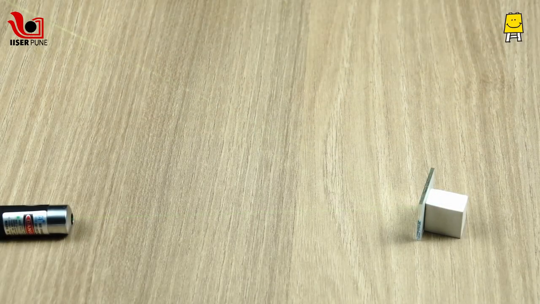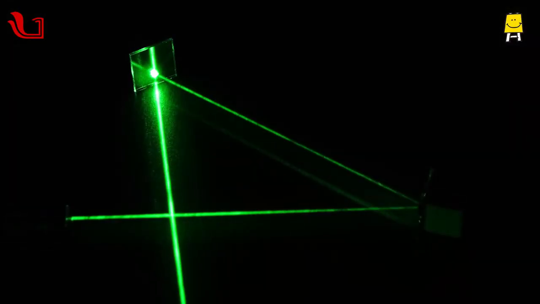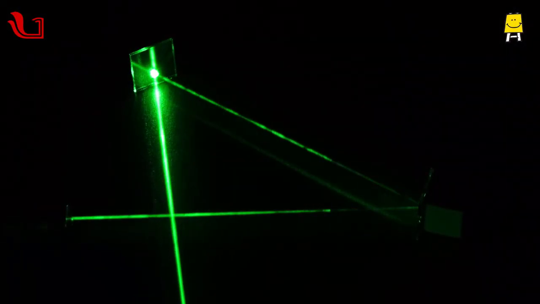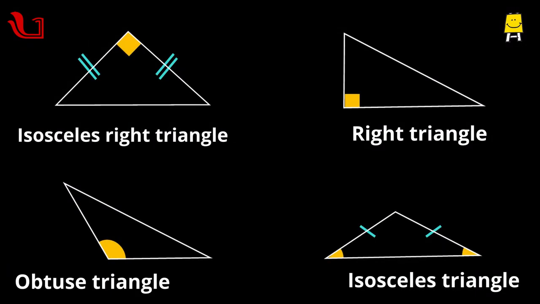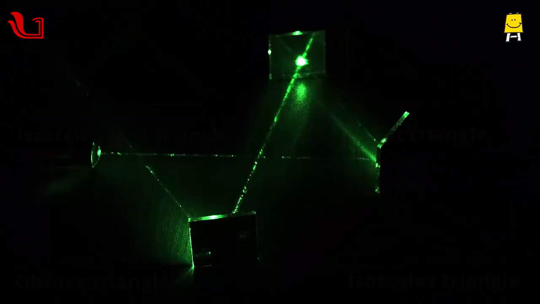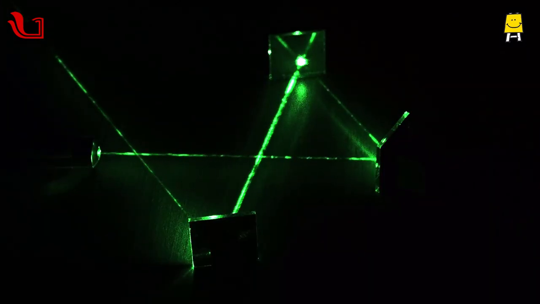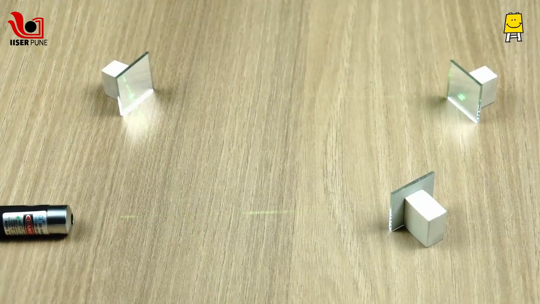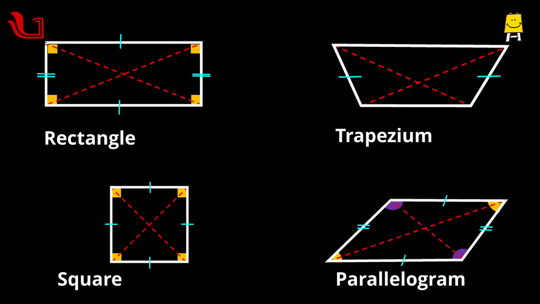Now let's place a second mirror in the path of the reflected beam. Oh, it results in a triangle. By changing the distance and the angle of the mirror, we can make various types of triangles. You can try making many more shapes by simply adding more mirrors. With 3 mirrors, we can make all kinds of quadrilaterals.